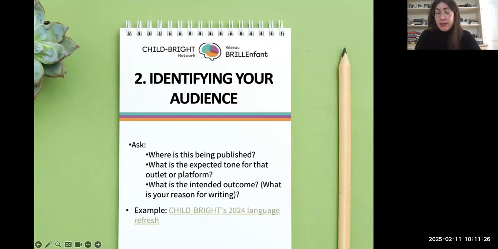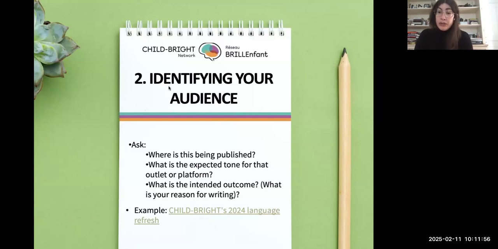So I just spoke about how to identify and how to write for your audience. Step one is understanding who your public is. And so here are a couple of ways that we do that. First step is asking, where is this being published, right? This might seem like a little bit of a no-brainer, but you have to be able to understand how am I going to adapt my tone, my style of writing for that outlet or for that platform.